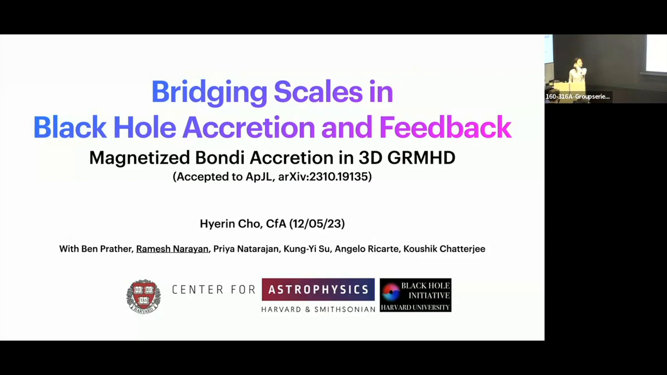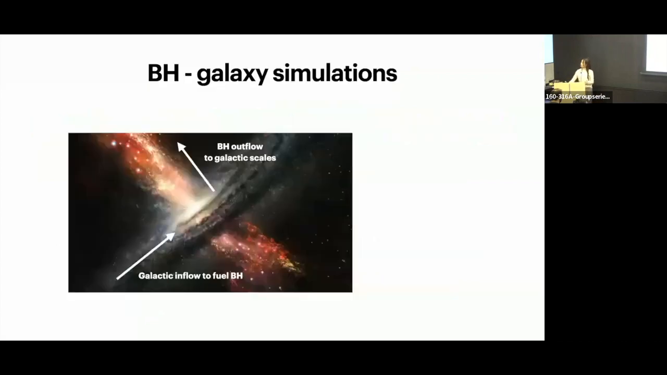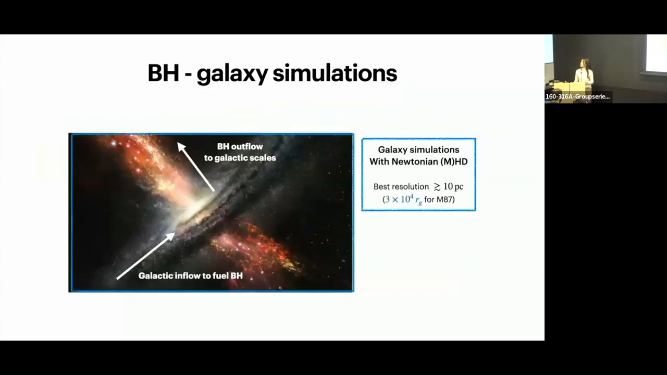Okay, studying black hole accretion and feedback is very important, and its impact on larger galactic scales is especially important when we want to understand black hole and galaxy coevolution. And we have 2 simulation tools to study that. One is galaxy simulation with Newtonian gravity, where the best resolution is usually around 10 parsec, and that corresponds to 3 × 10⁴ gravitational radii for M87's case.